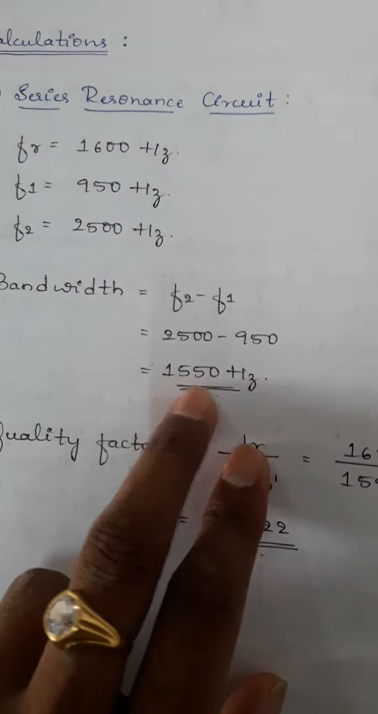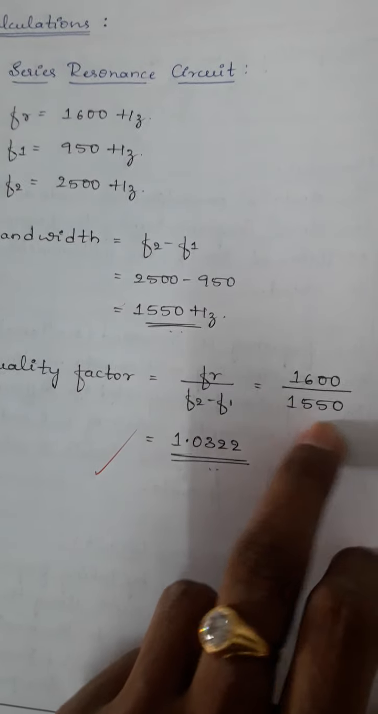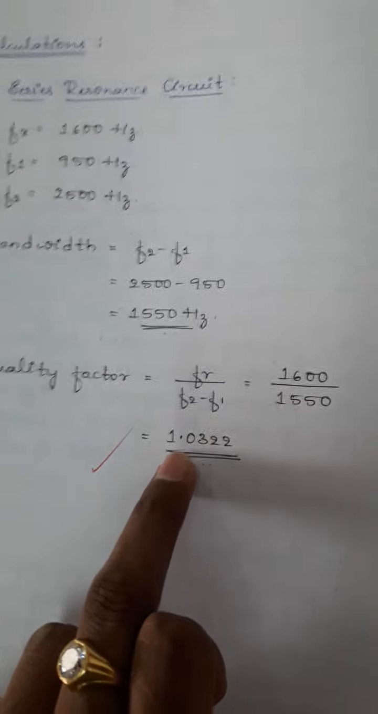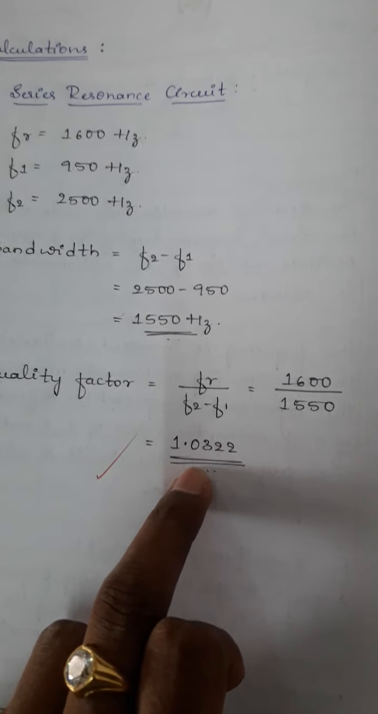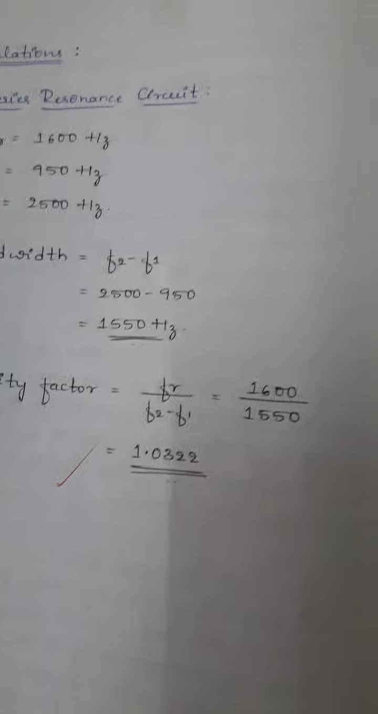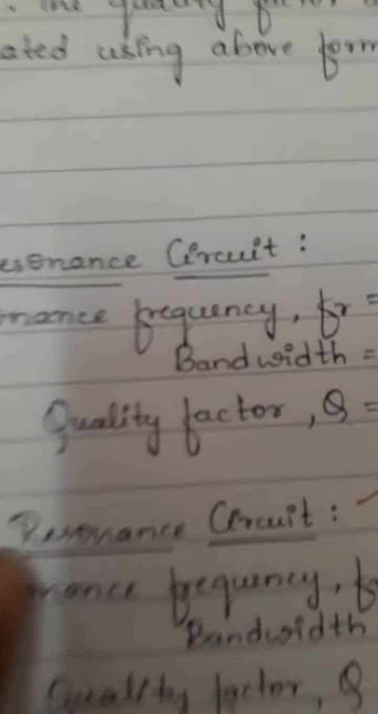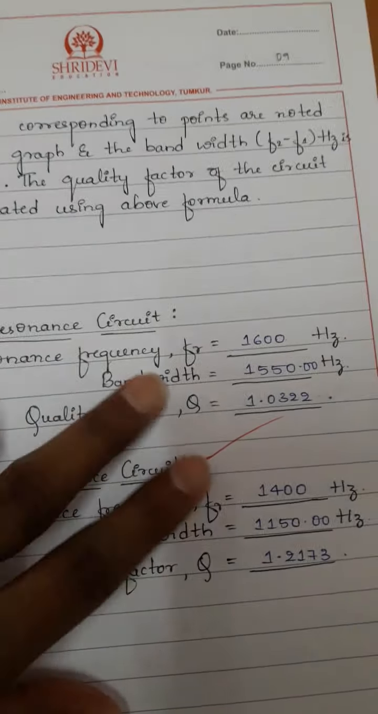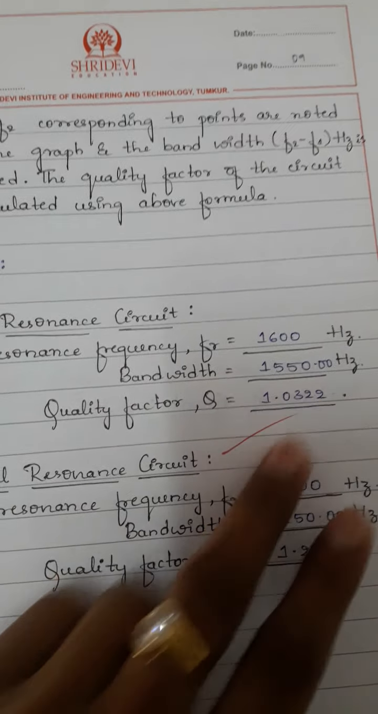Then the quality factor formula is the resonance frequency divided by the bandwidth. Fr is 1600 and F2 minus F1 is 1550. So we get a quality factor of 1 point something. Like this, after calculation, they write the result. Here you can see the result for series: Fr is 1600.